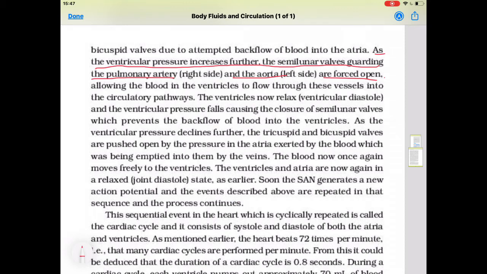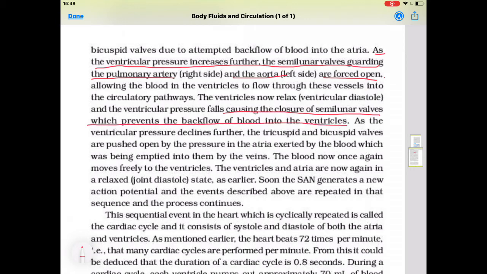The ventricles now relax. When the blood moves into these vessels, now the ventricle is in the condition of diastole, relaxed condition. And the ventricular pressure falls, causing the closure of semilunar valves. When the pressure falls, the semilunar valves close, which prevents the backflow of blood into the ventricles.